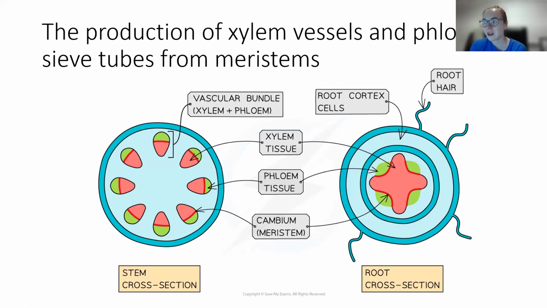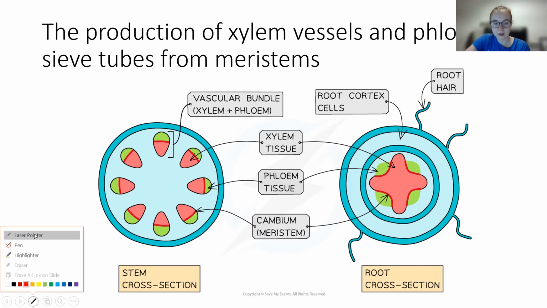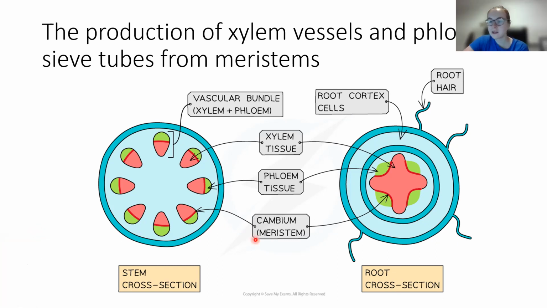So within a plant, our stem cells, if I get my little laser up again, are found in this bit called the meristem. You can see it in between the xylem and the phloem. Remember, this is what the cross section of the stem looks like, and then the root here. Remember, xylem's always in the middle, and in the root it makes that X for xylem.